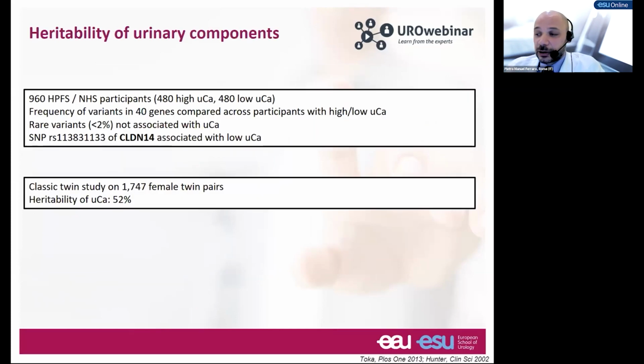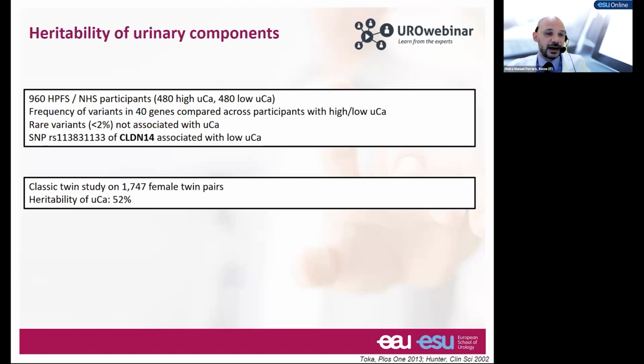There are a few studies that looked at the heritability of individual urinary components. There is one case control study performed on 480 subjects with high urinary calcium excretion and the same number with low urinary calcium excretion. In these two groups, the authors compared the frequency of variants in 40 genes known to be involved in calcium metabolism. However, they did not find any association between rare variants and urinary calcium, although they found a nominal association between a common variant of Claudin 14, which seemed to be protective on urinary calcium.